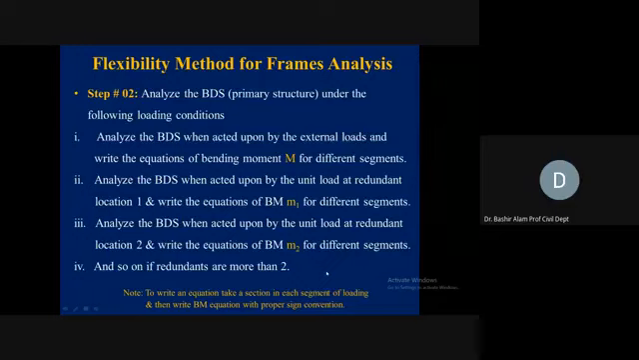Now note, to write an equation, take a section in each segment of loading and then write the bending moment equation with proper sign convention. Remember how to write the bending moment equation at a section, that is important. You need to refresh and learn that also.